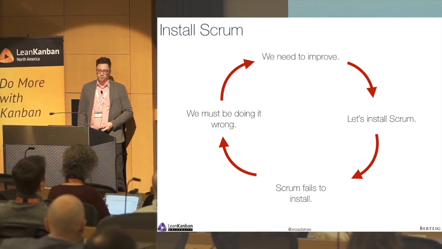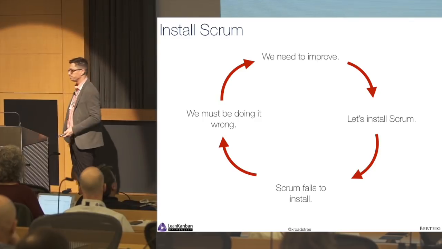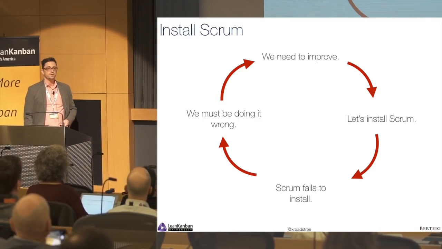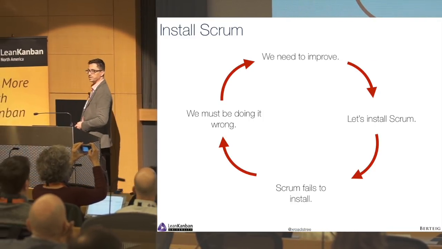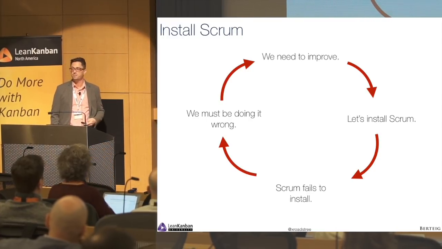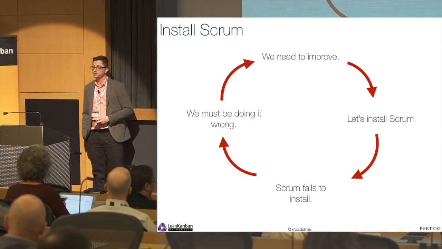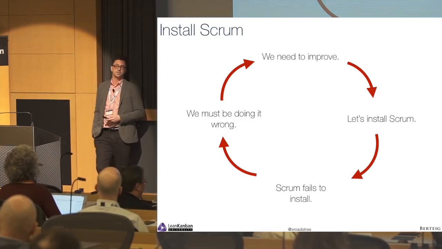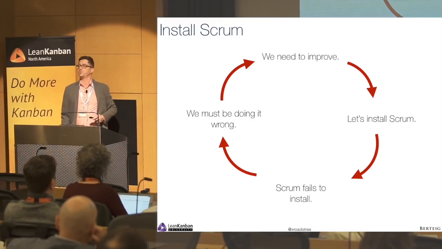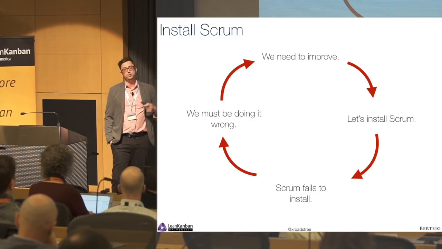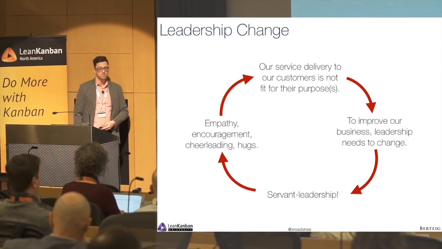Here's another one. We need to improve, let's install Scrum. Scrum fails to install. We must be doing it wrong. Right? And you can keep spinning on that for years. Especially if you have a strong leader who's standing by it, right? Digging his or her heels in and saying, no, this is the way we're going. And maybe you can actually create a new identity around that. I think it's possible. Maybe it's actually been done.